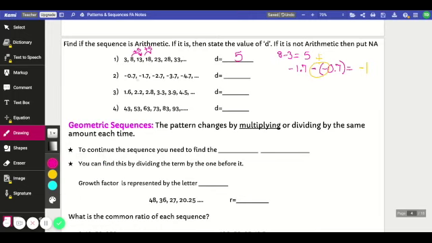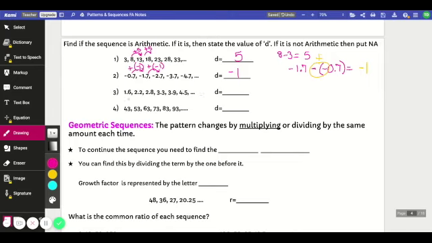So if I were to subtract or add a negative 1, negative 1/7 plus negative 1, I get negative 2/7. Negative 3/7, negative 4/7, it checks out. So my common difference is negative 1.